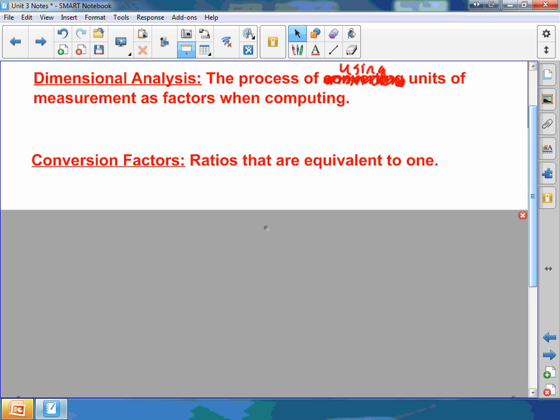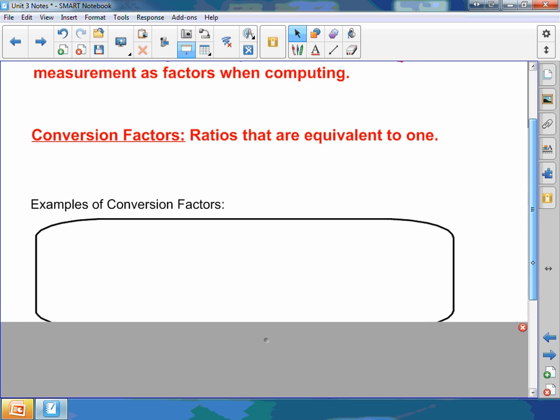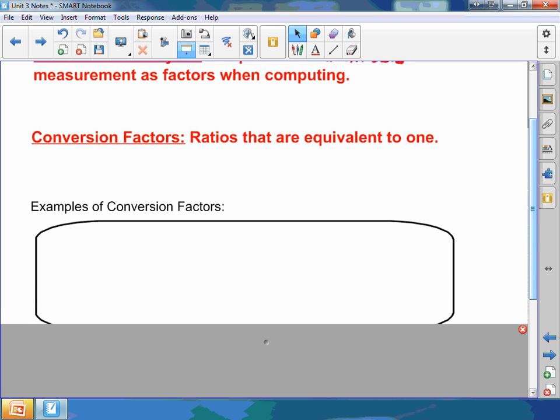Ratios equivalent to 1. And then we're going to go through and list some here, because in order for us to be able to successfully use this dimensional analysis, we need to know how to apply the conversion factors. So, an example of a conversion factor.